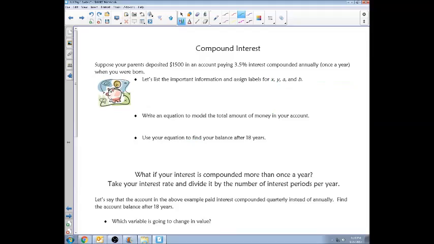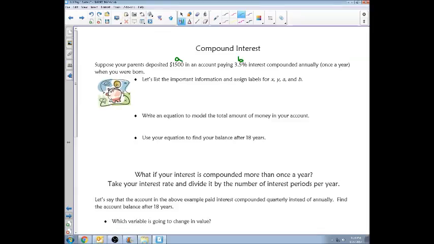Compound interest. Compound interest is exactly the same idea as what we just talked about. And we are going to work through it exactly the same way. So suppose your parents deposited $1,500. That's my A value, in an account paying 3.5% interest compounded annually, so that's my B value. Annually means that it's going to compound once a year, or it increases by 3.5% once a year.